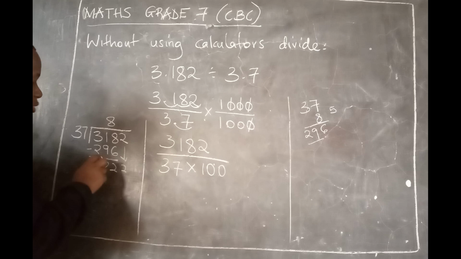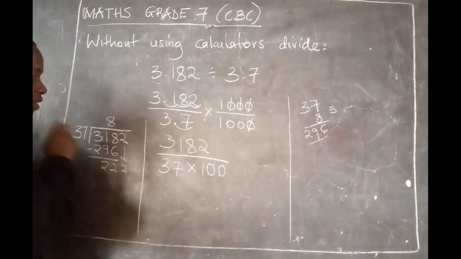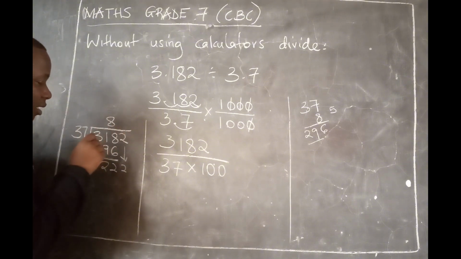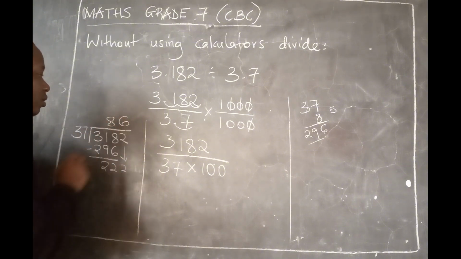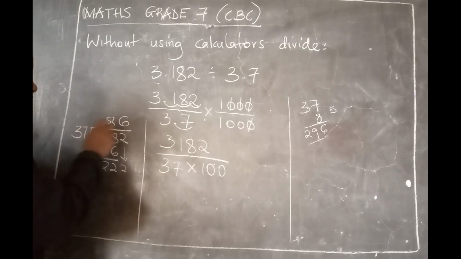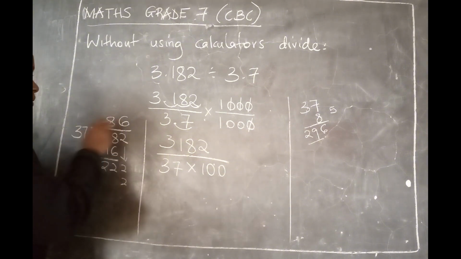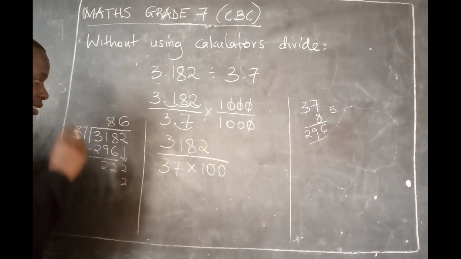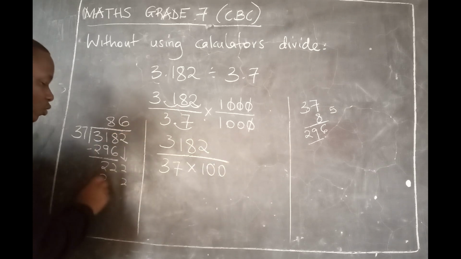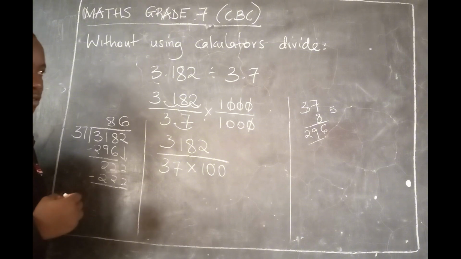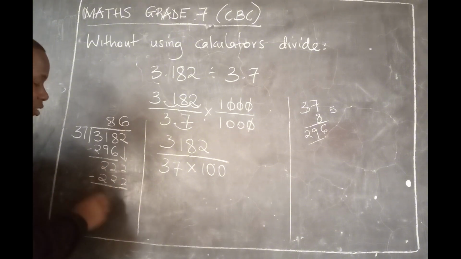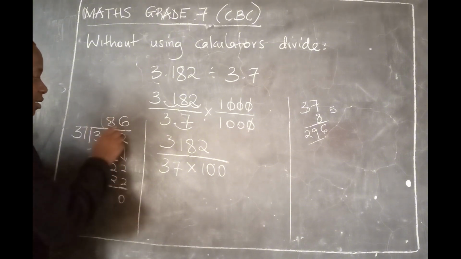Now, how many times can 222 be divided by 37? Just by looking, this is 6. It is 6 times, because 7 times 6 is 42. So 2, we carry 4. 3 times 6 is 18. 18 plus 4 is 22. It's a trick. But I know by now you know how to multiply this. So 222 minus 222 is 0. So the answer is 86.